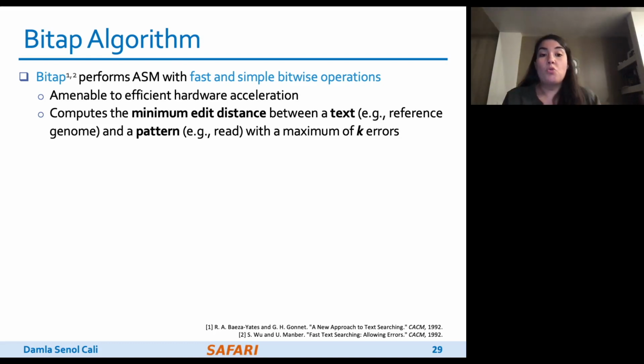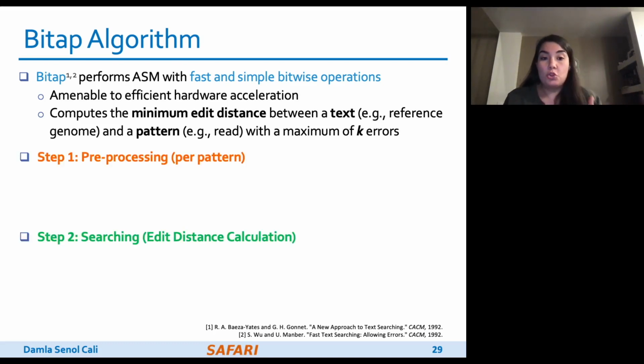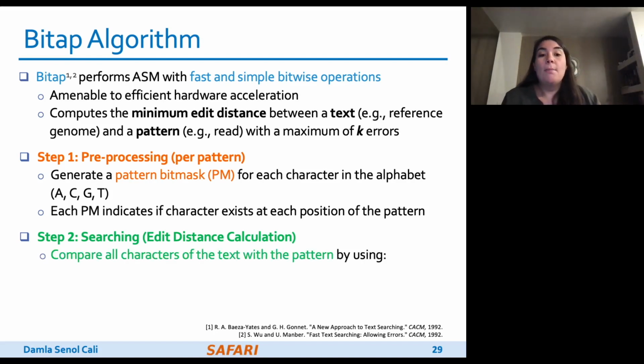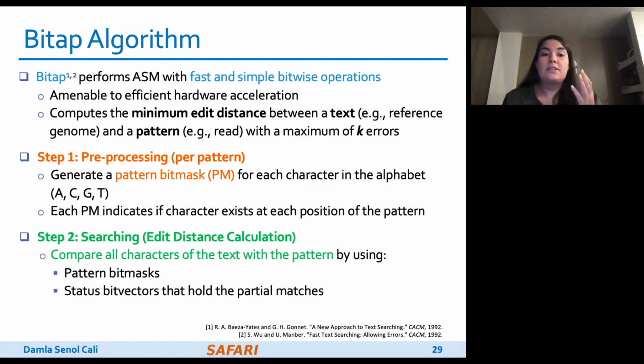So the algorithm has two steps. In the pre-processing step, we generate one pattern bit mask for each character in the alphabet. Here, the alphabet is ACGT, so only 4 characters. And these pattern bit masks help us to represent the query pattern in a binary format. And in the second step, which is called searching or edit distance calculation, this is the main step of the algorithm. Here, we examine each text character one by one by using the pre-processed pattern bit masks, status bit vectors, which are updated at each text iteration and hold the partial match information for the text characters examined so far, and also simple bitwise operations.